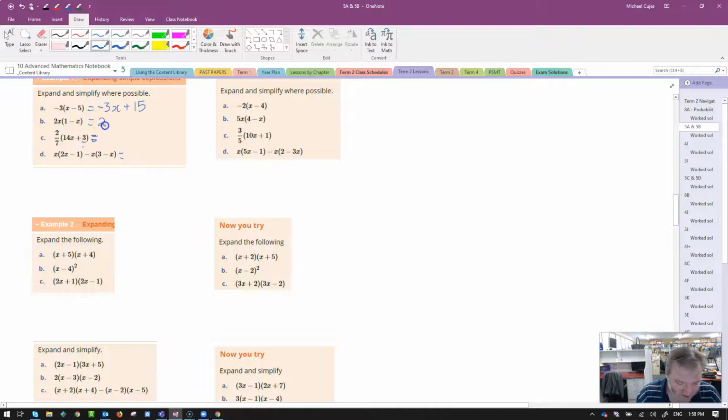Let's have a look at the next one. 2x times 1, well, that's just 2x. 2x times negative x. Positive times a negative is a negative. Number times number, so it's 2 times 1 is 2. And x times x, x squared.